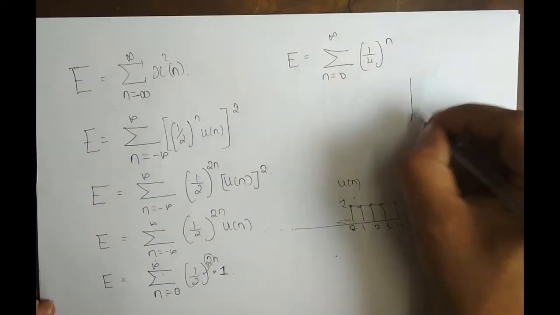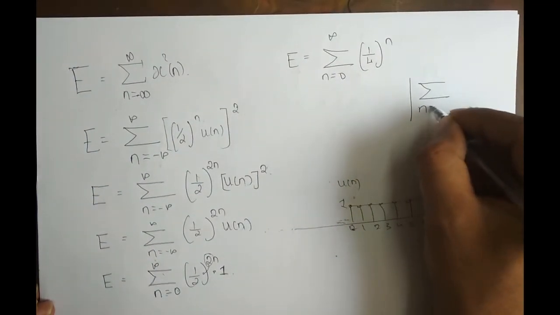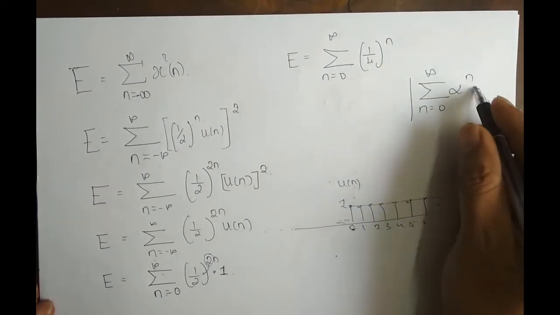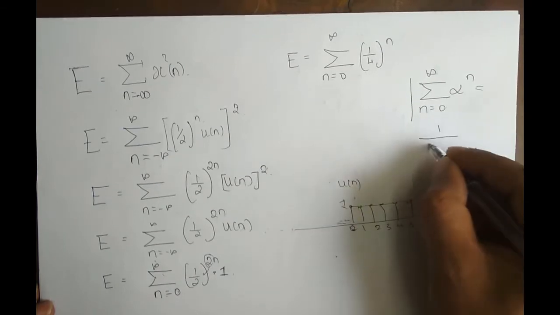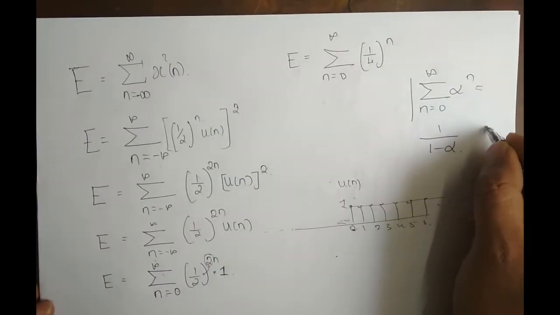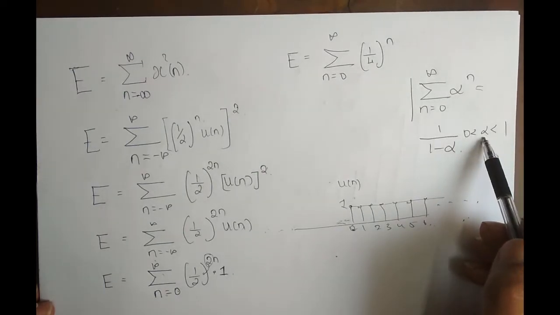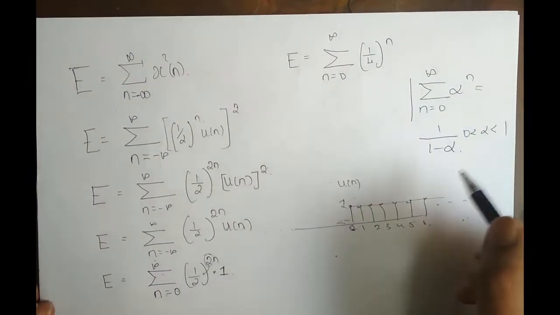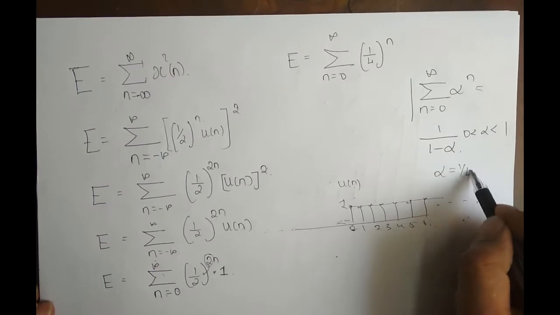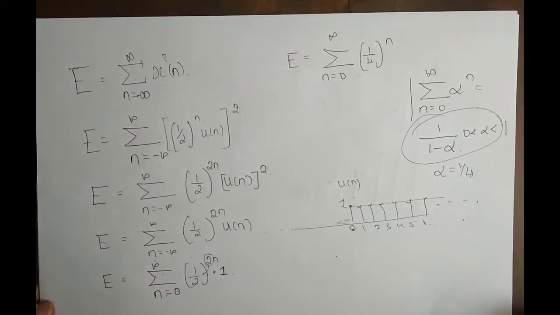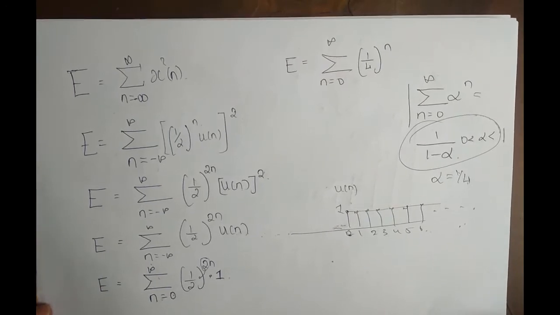Now what is that standard result? Summation n varying from 0 to infinity alpha power n is equal to what? It is equal to 1 divided by 1 minus alpha, right? Provided alpha should be in between 0 and 1. So is our alpha in between 0 and 1? What is the value of alpha? Alpha is 1 by 4. So 1 by 4 is in between 0 and 1. Therefore, I can apply this standard result.